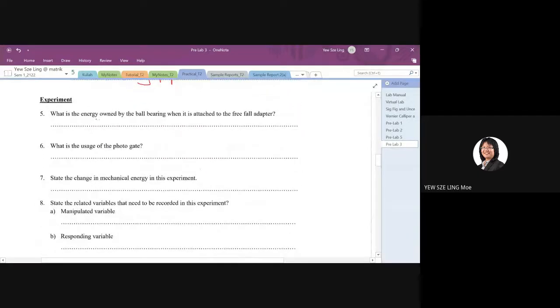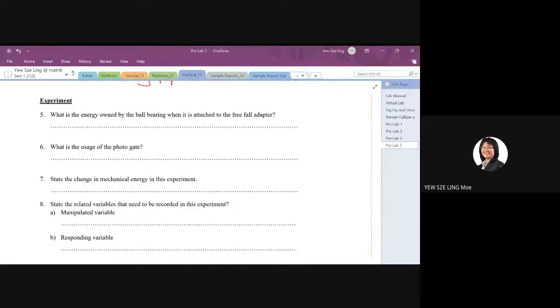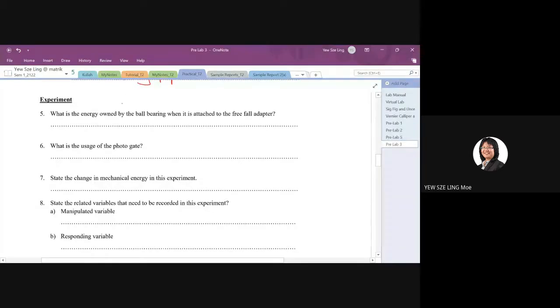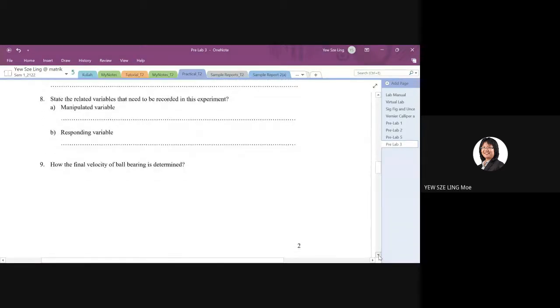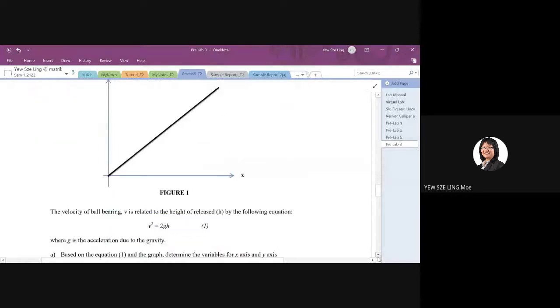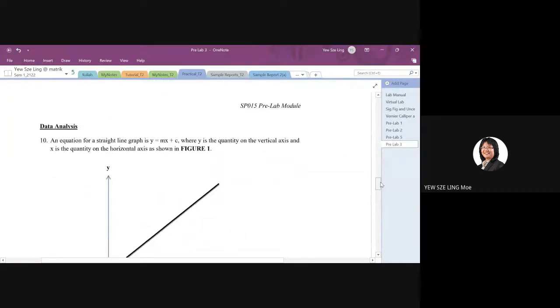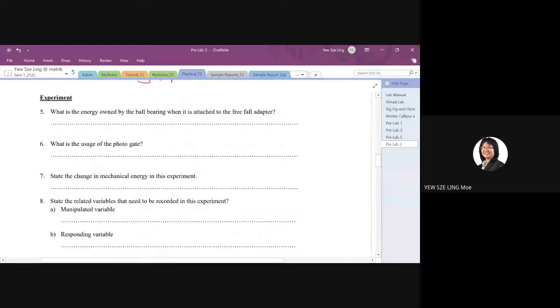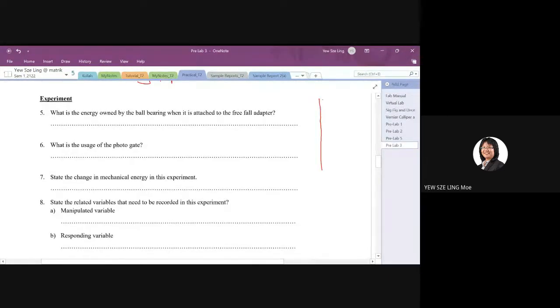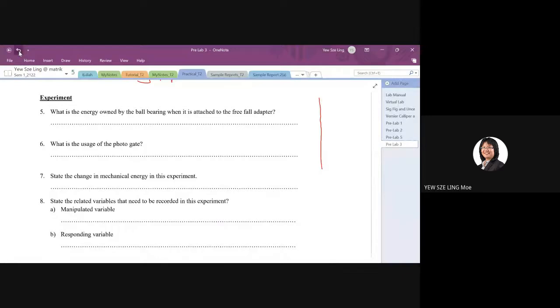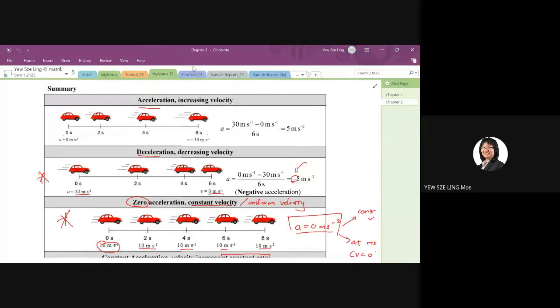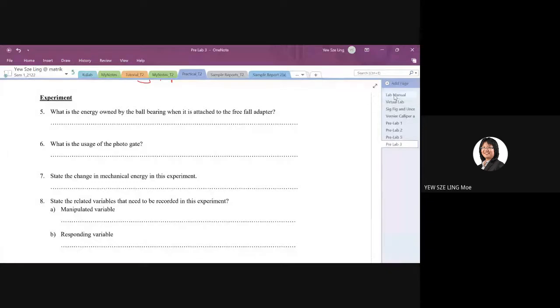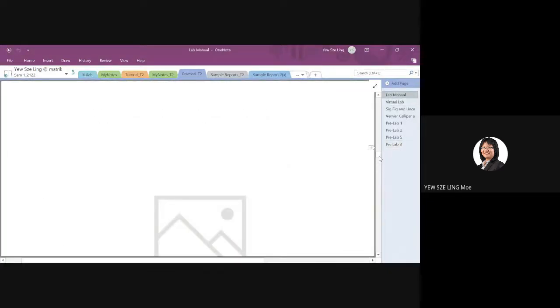Okay. So what is the energy owned by the ball bearing when it is attached to a free fall adapter? This is the pre-lab. So what is a free fall adapter? Now in experiment 5, this is how it looks like. This is the setup of the experiment. Why do I want to draw it when I have the lab manual with me? Let's go through the experiment.